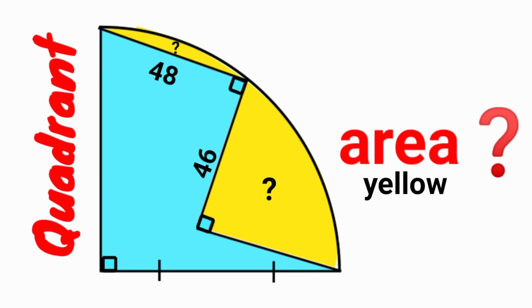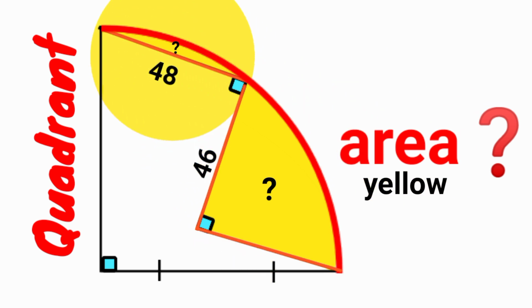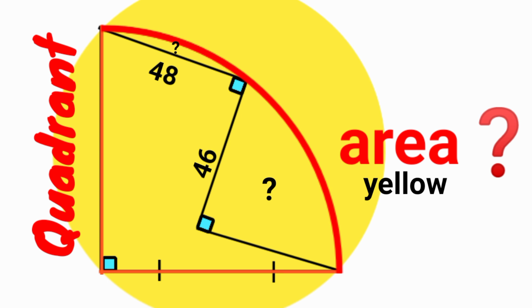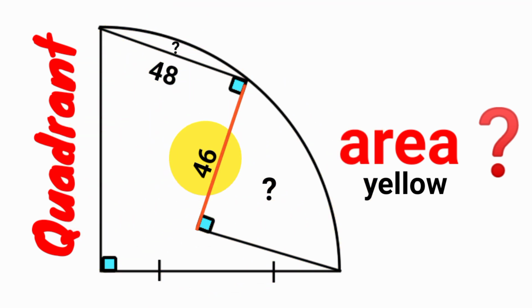Hi everyone, we have a very interesting question here. We are asked to calculate the area of the yellow portion, that is this and this segment here. This shape we can see is a quadrant, i.e. 1/4 of a circle. We have the length of this line segment to be 46 units, and the length of this chord is 48 units.